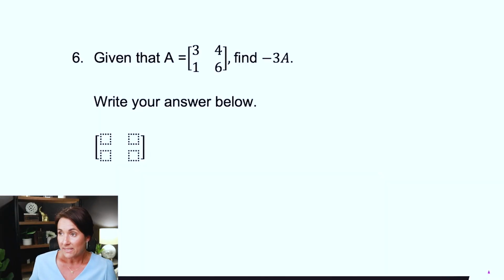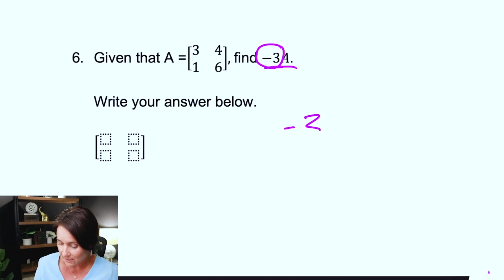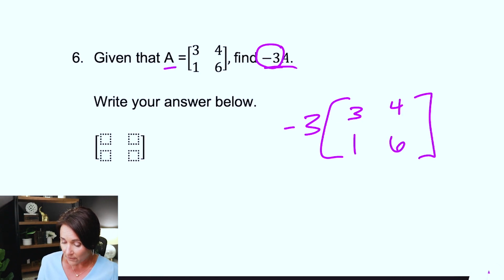Now, number 6 is a little bit different. We're looking for negative 3A, and this is going to be multiplying by a scalar. All right. So if A equals the matrix 3, 4, 1, 6, find negative 3A. Well, basically what we're going to be doing here is we're going to be multiplying the whole matrix by this scalar here. So it's almost like distribution. In fact, I would call it distribution, although I don't know if that's what it's technically called. But if we have A here and we're looking for negative 3A, we're going to multiply this whole thing by negative 3.